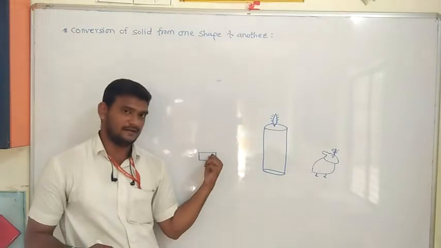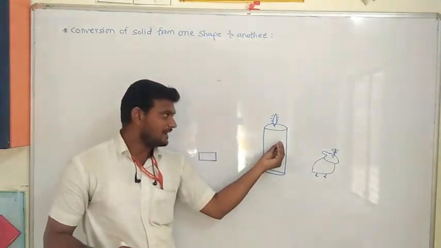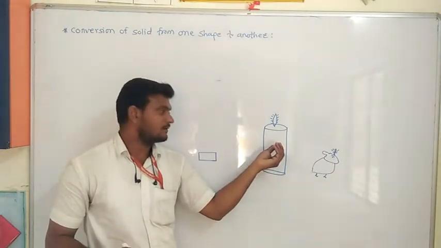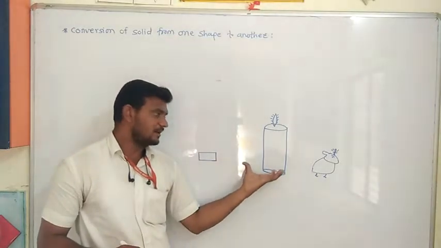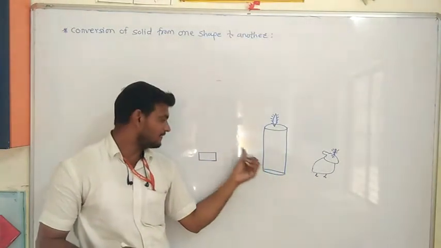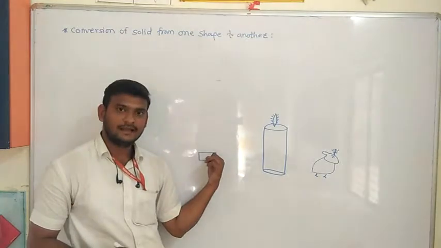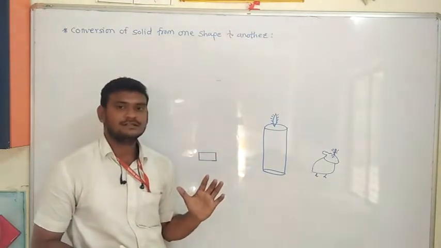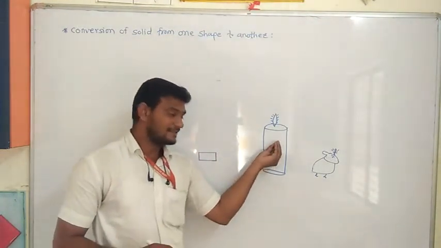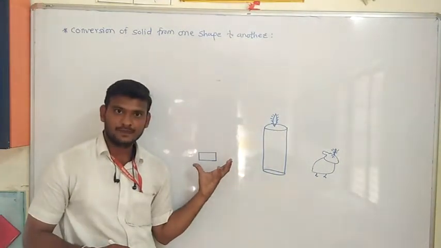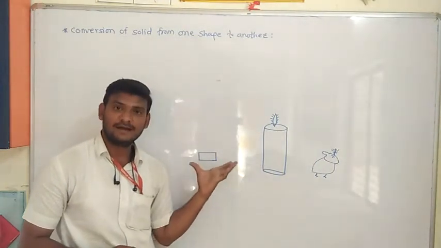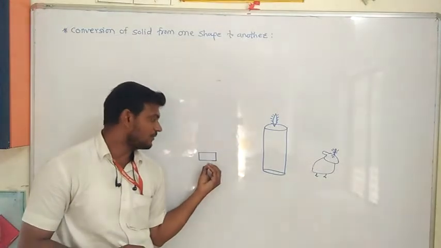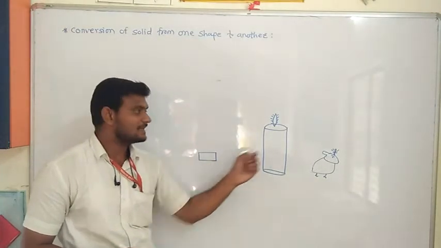And pour into this container. Now see here, we have to melt this cylindrical wax candle, and after getting a liquid form, that liquid form we have to pour in this rectangular container, and we will wait for some time. Then can we get this candle in the form of a rectangle or not? We can get this candle in the form of a rectangle, but what amount of the volume of wax will you get?